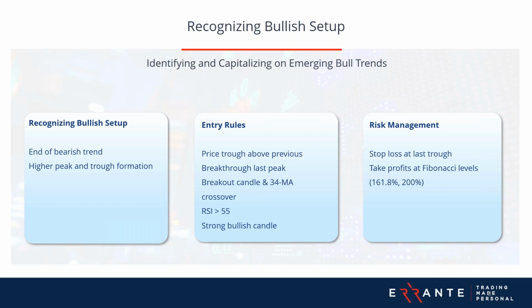Essential to this strategy is the establishment of risk management protocols, which we can define with a stop loss and take profit at this level. The stop loss is set at the level of the last price bottom to protect against unexpected reversals. Additionally, we can go for partial take profits, which are advised at key Fibonacci extension levels, 161.8% and 200% per se, to systematically lock in gains.